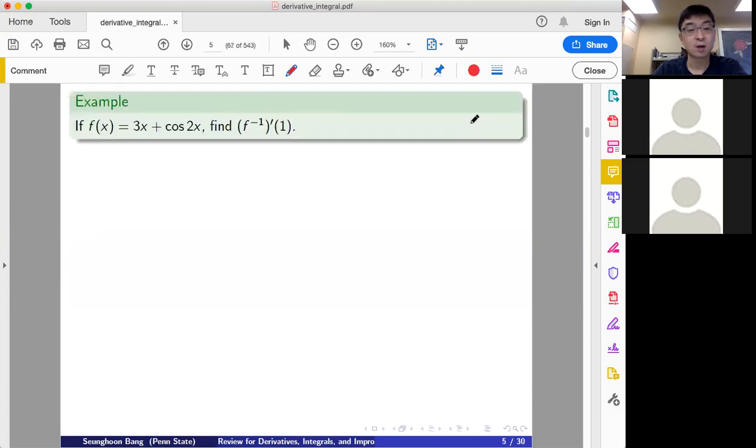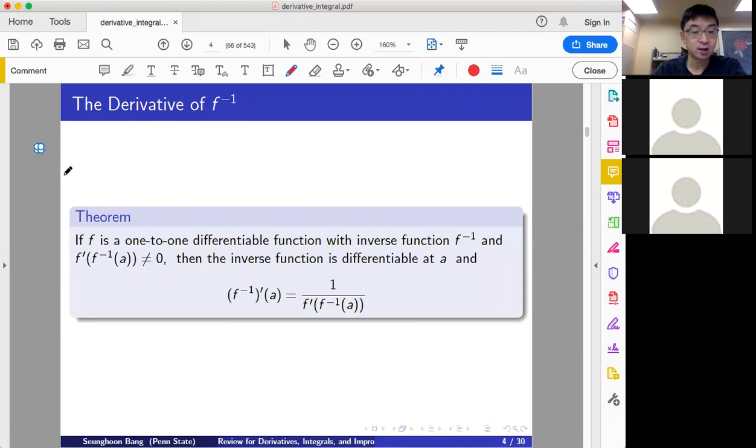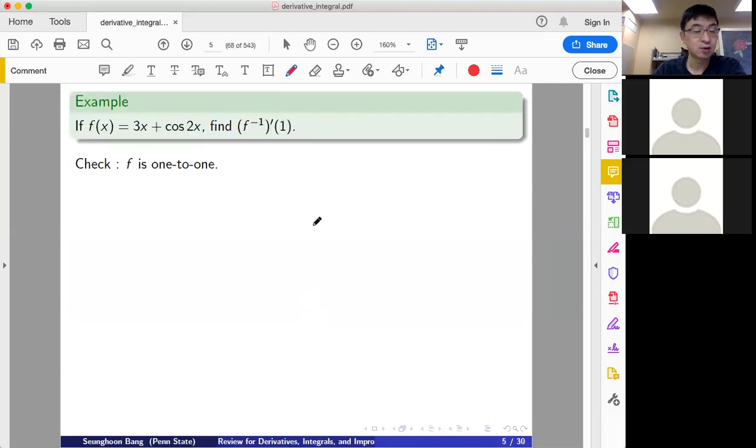Next, we think about some examples. The f of x is 3x plus cosine 2x. Find the inverse f prime of 1. First, I want to check whether function f is one-to-one or not. Function f is one-to-one. Yes, we have this result. So how can you check?